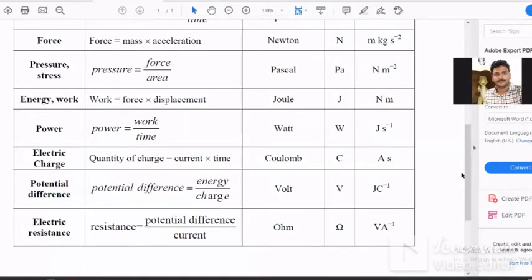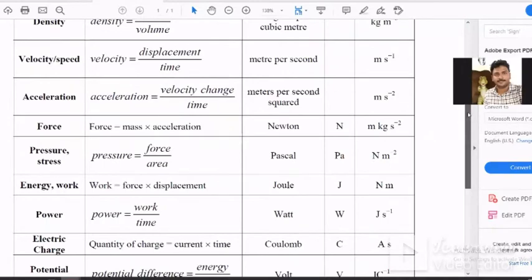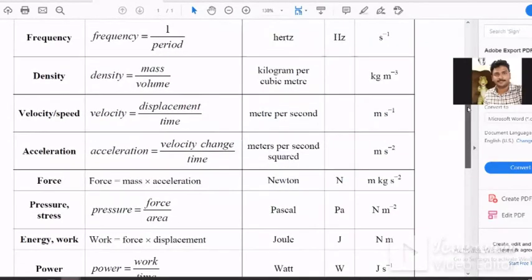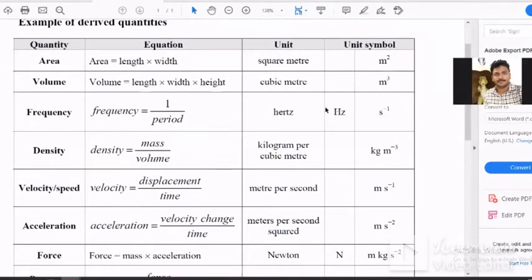Okay. Now one more thing we have to understand. There are some physical quantities, derived quantities, which have 2 units, which means they can be represented in two ways. For example, frequency can be represented by hertz or second inverse. Then force can be represented by 2 units, that is Newton or kg meter per second square. Okay, so it is possible. Hope your doubt is clear now.